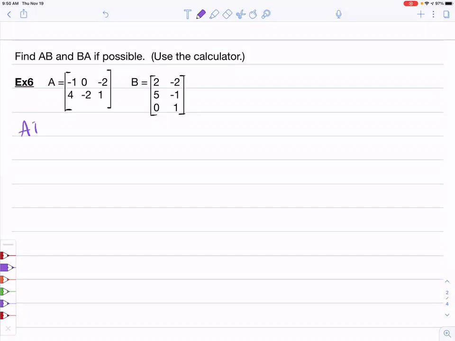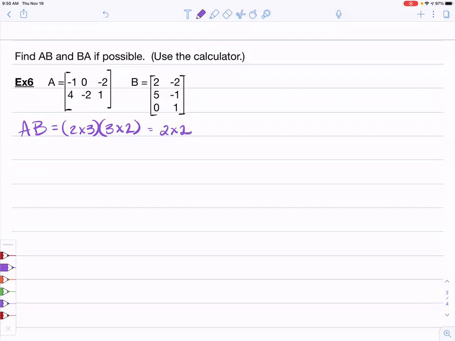So we're going to do A times B. What's the order of A? It's a 2 by 3. And what's the order of B? 3 by 2. So is it possible? Yes. And what will be the dimension of my answer? It's going to be a 2 by 2.